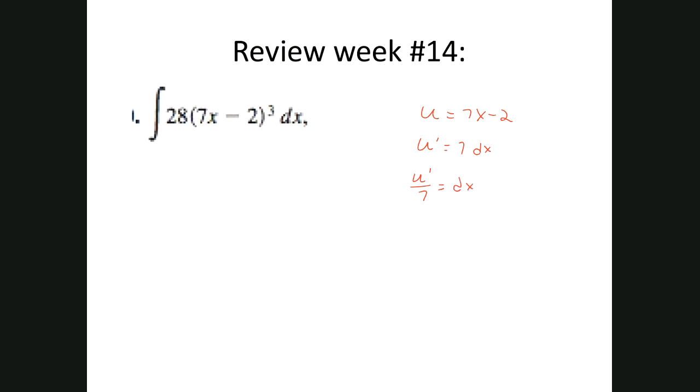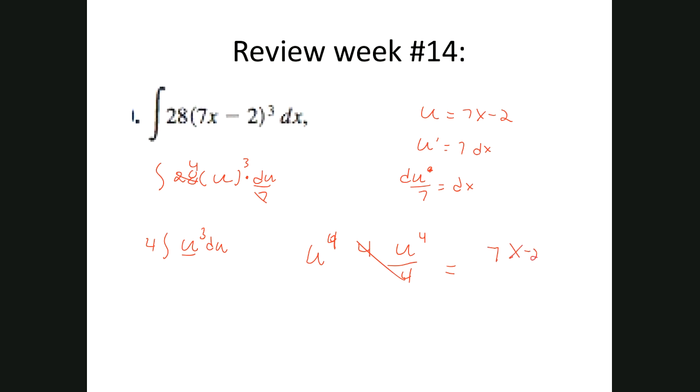Then I substitute the things that I know. I'm going to put u in place, so this would be the integral of 28 times u to the third, and in place of dx, I'm going to put du over 7. Simplify this down, that becomes a 4. I can bring the 4 on the outside of the integral, so this would be 4 times the integral of u to the third du. The only thing I have to know how to integrate is u to the third. I just add 1 to it, so u to the fourth over 4, and then the 4 on the outside just crosses off. So my integral is just 7x minus 2 all raised to the fourth power. And that is called u substitution. Any questions on u substitution, Caleb?